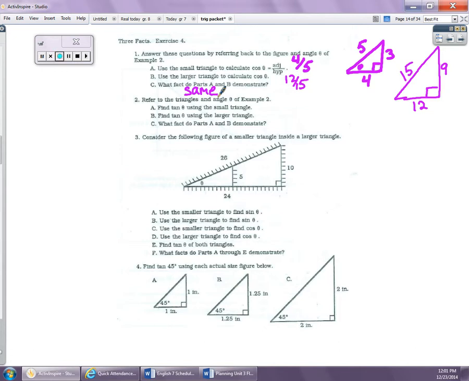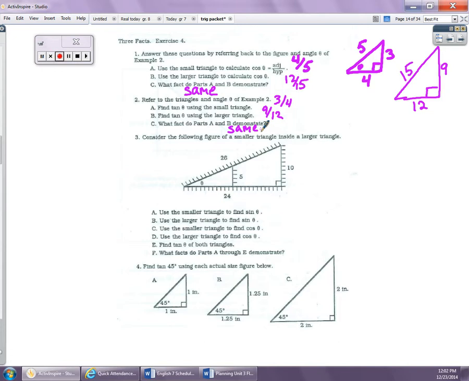And then we can do the same thing for tangent. Tangent for the smaller triangle is opposite over adjacent, which will give us 3 over 4. And for the larger triangle, opposite over adjacent will be 9 over 12. And we notice that these are the exact same thing also. They're the same because they both give you 0.75.